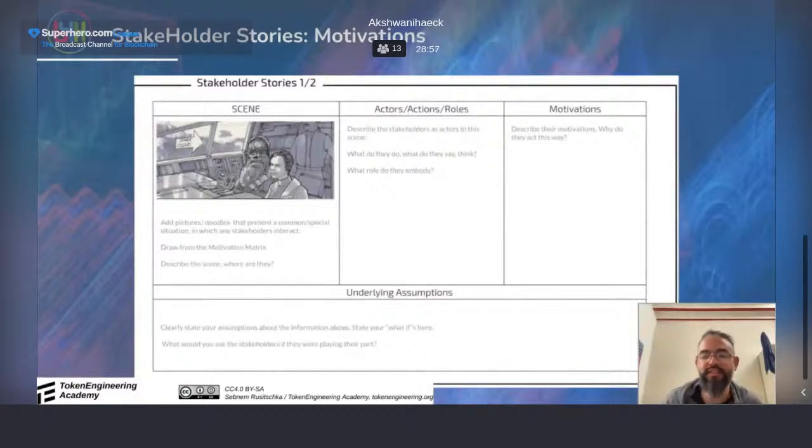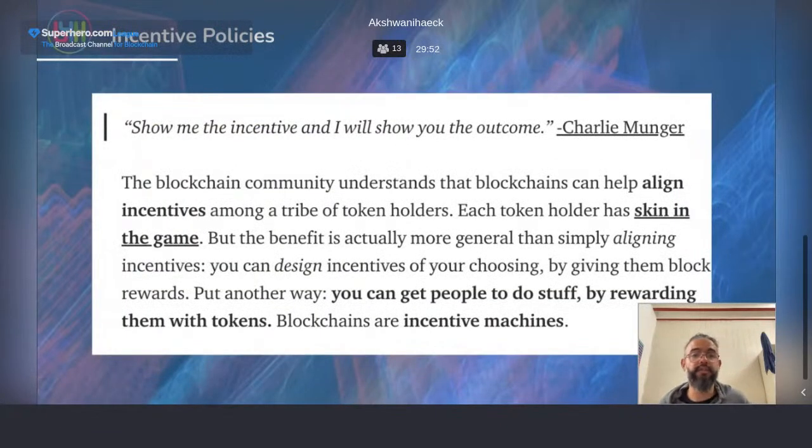People started selling, and this created more fear, uncertainty, and doubt. And people started selling even more, even if they knew that they would be penalized by the selling contract. So that was an underlying assumption that they made, that at the end of the story was counter-validated. It's a shame that they didn't model this system beforehand. They didn't use simulation tools to do that, because maybe if they had, that disaster wouldn't have happened. Right now we have a stable coin that is valued under 30% of its nominal value. So show me an incentive and I will show you the outcome. The blockchain community usually understands that blockchains can help align incentives among a tribe of token holders.